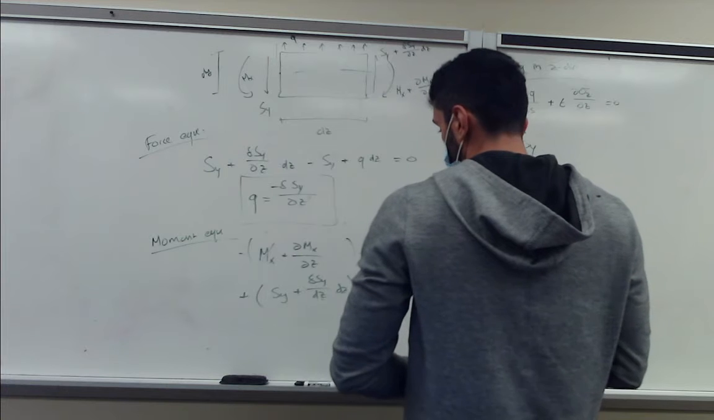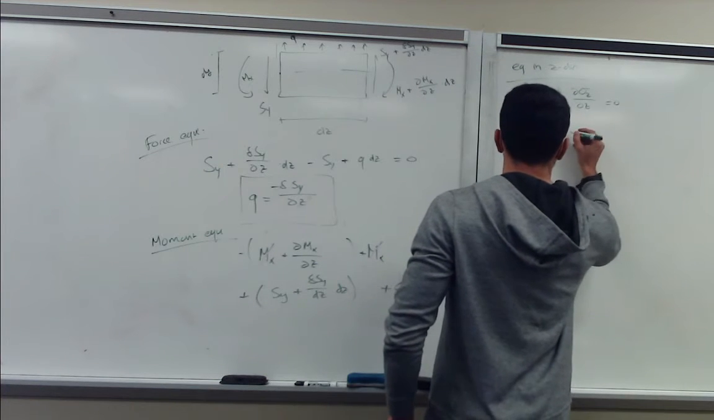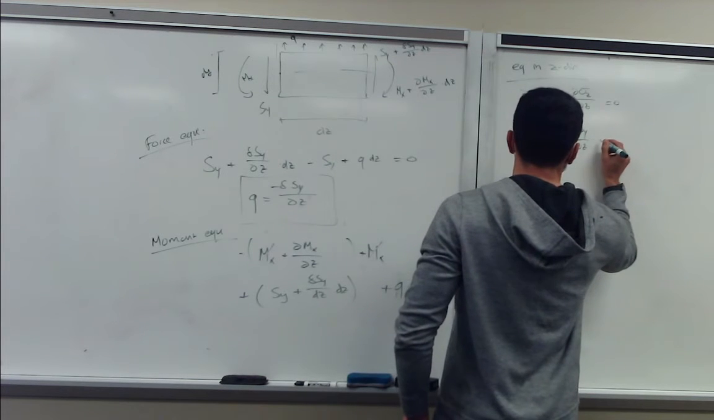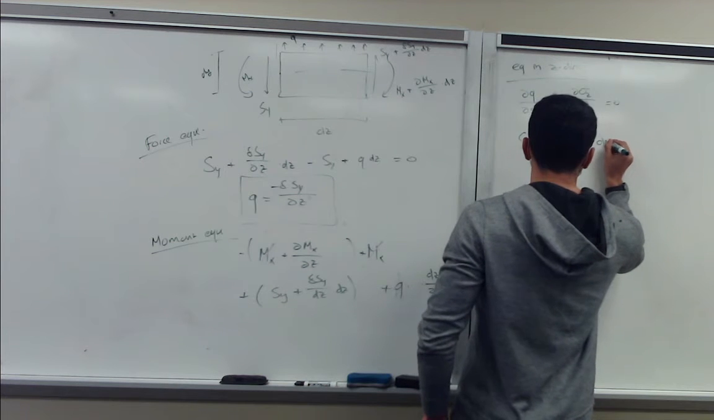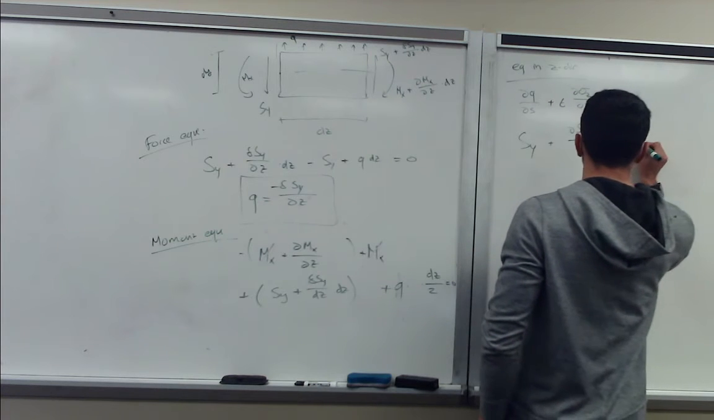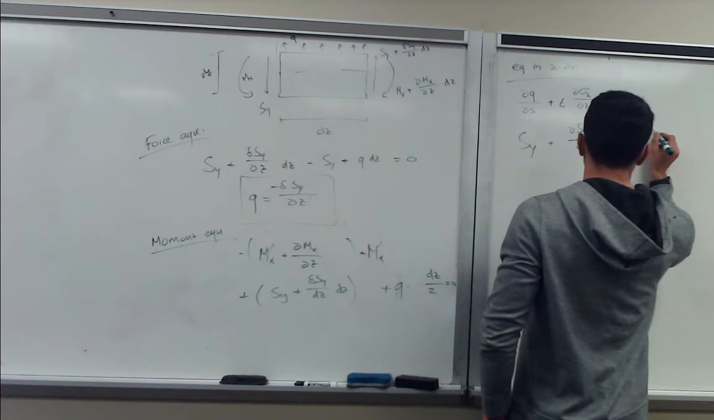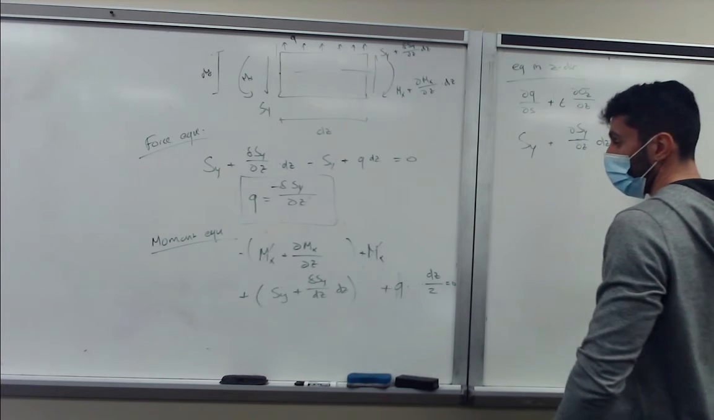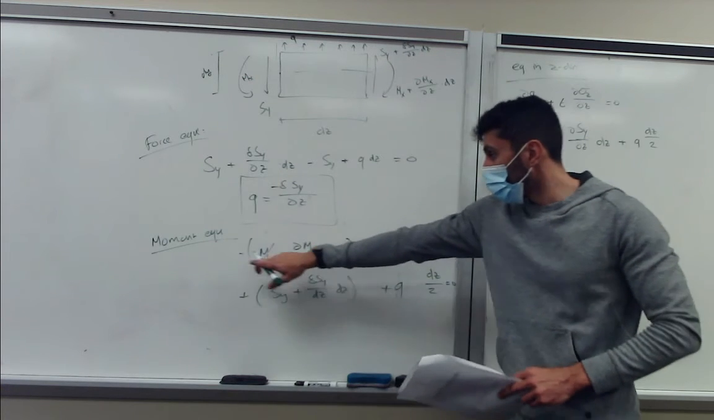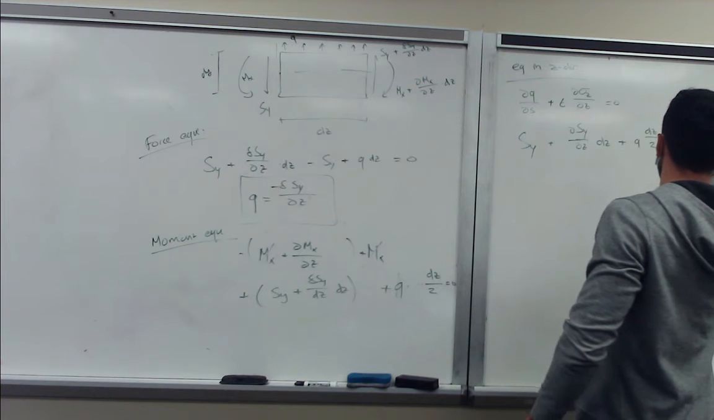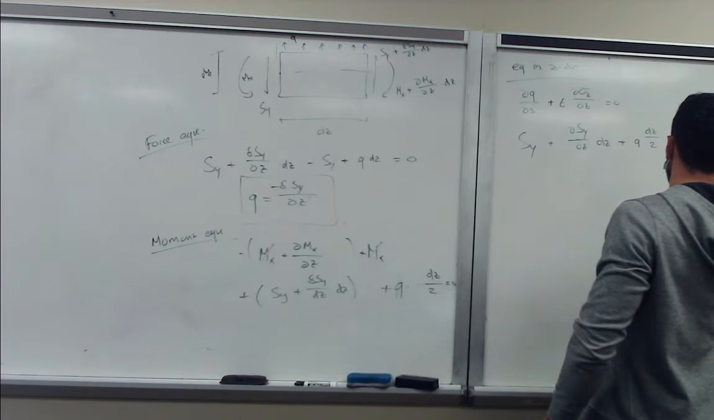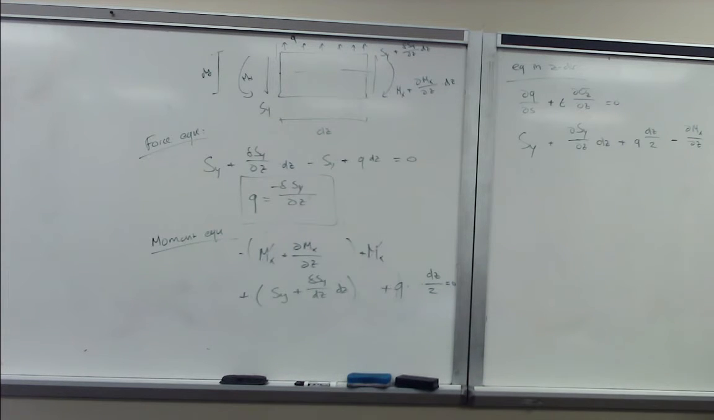Sy plus the variation of the shear force with z multiplied by dz, plus q dz over 2, and we have a negative. Is that correct? Yeah. So this becomes negative. The moment x with respect to dz is equal to 0.